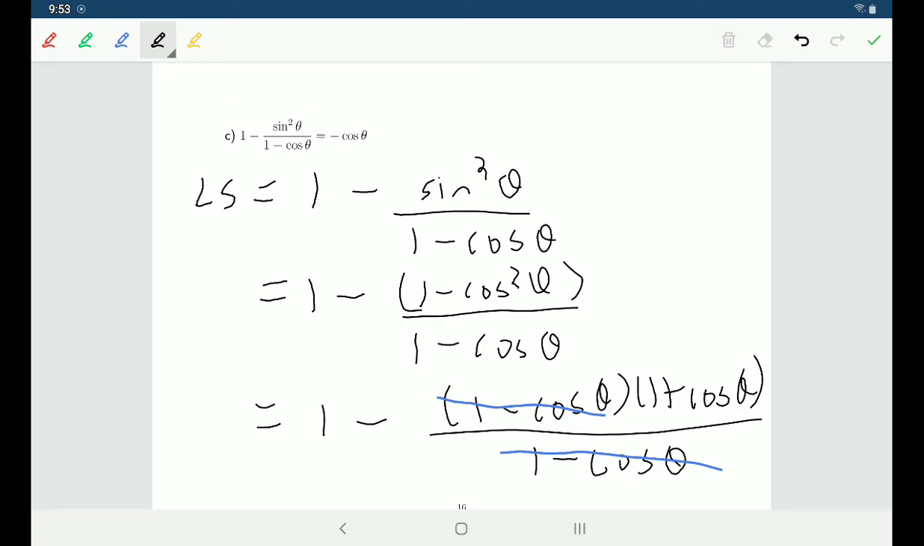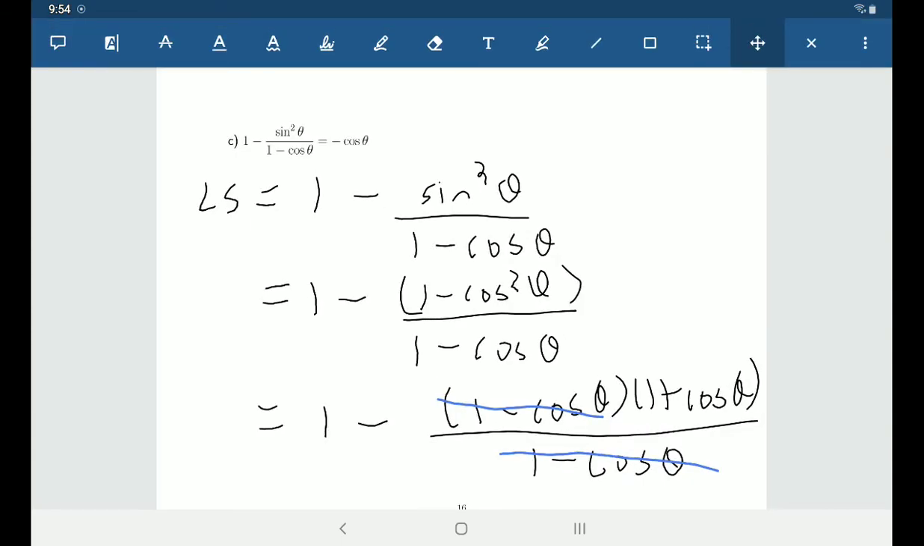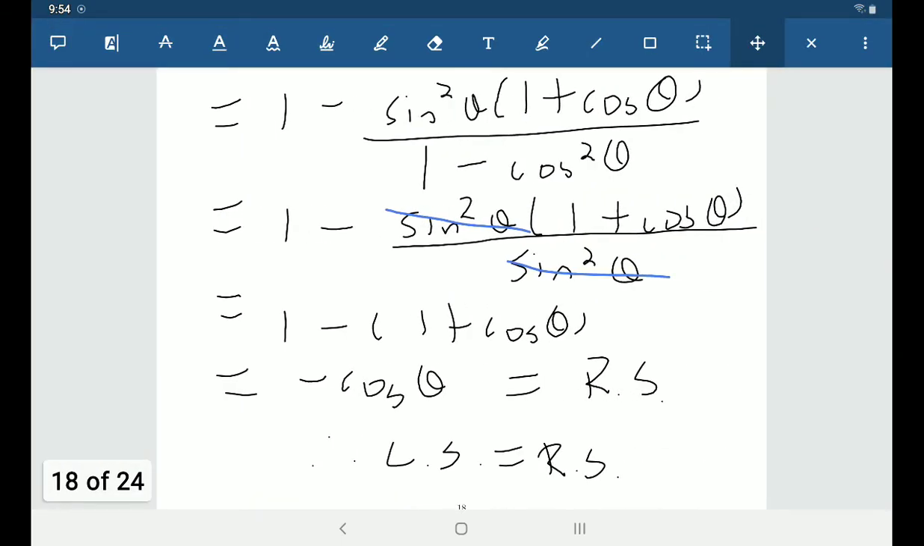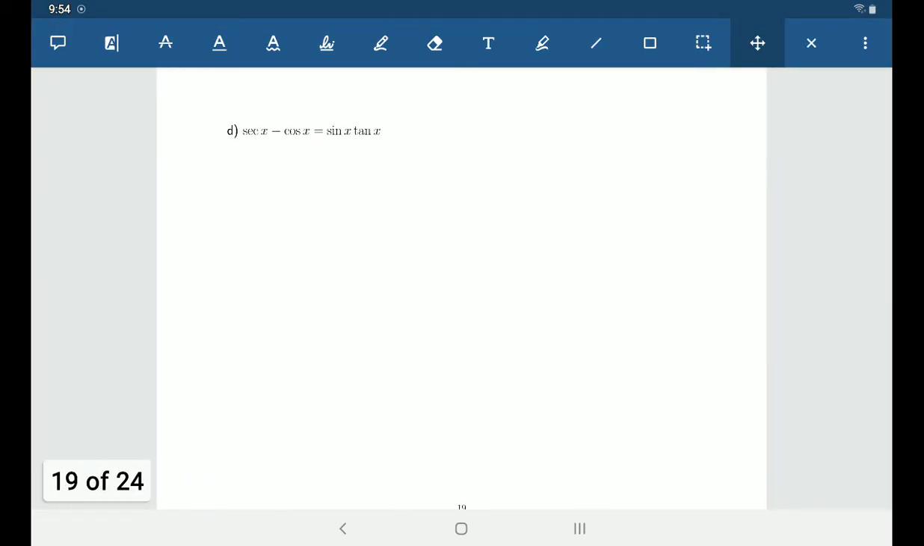And that's not the end of it all. There's lots of other things that you could do instead. So I want to work on a few more examples, though. I don't want to belabor this one too much. This one, we've got secant minus cosine equals sine times tangent.